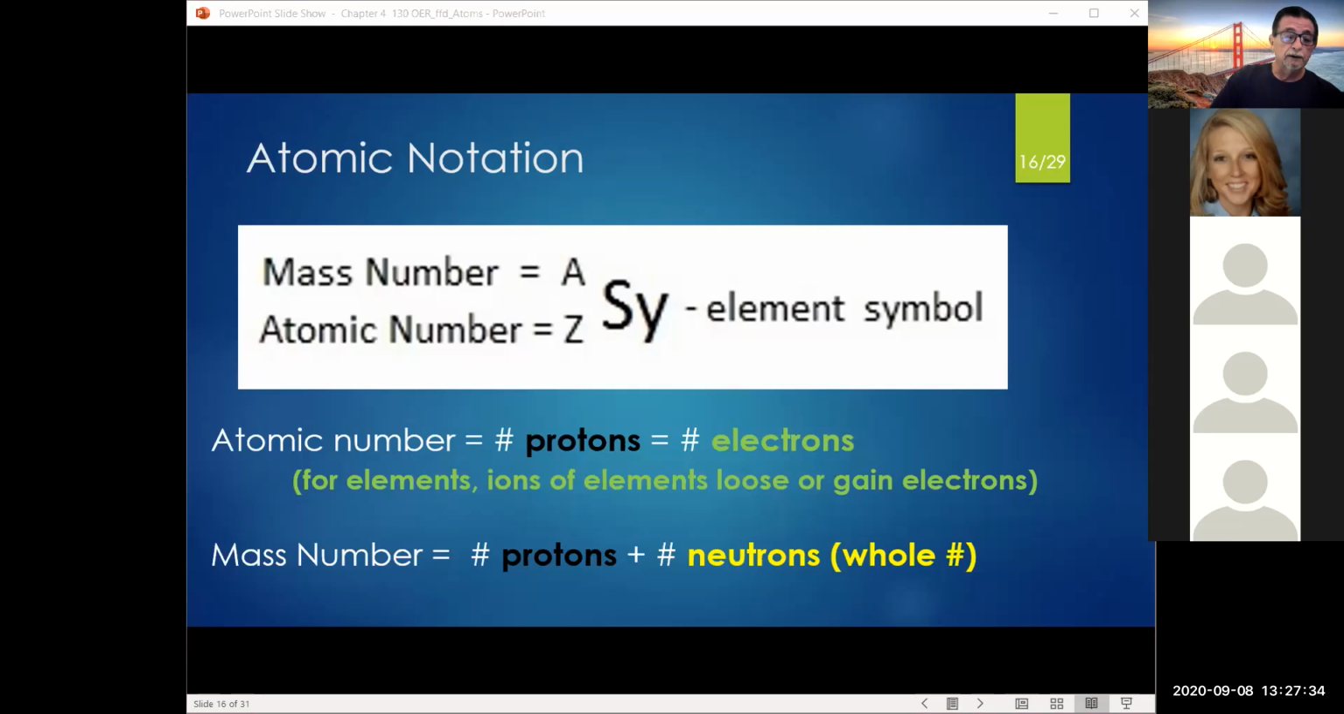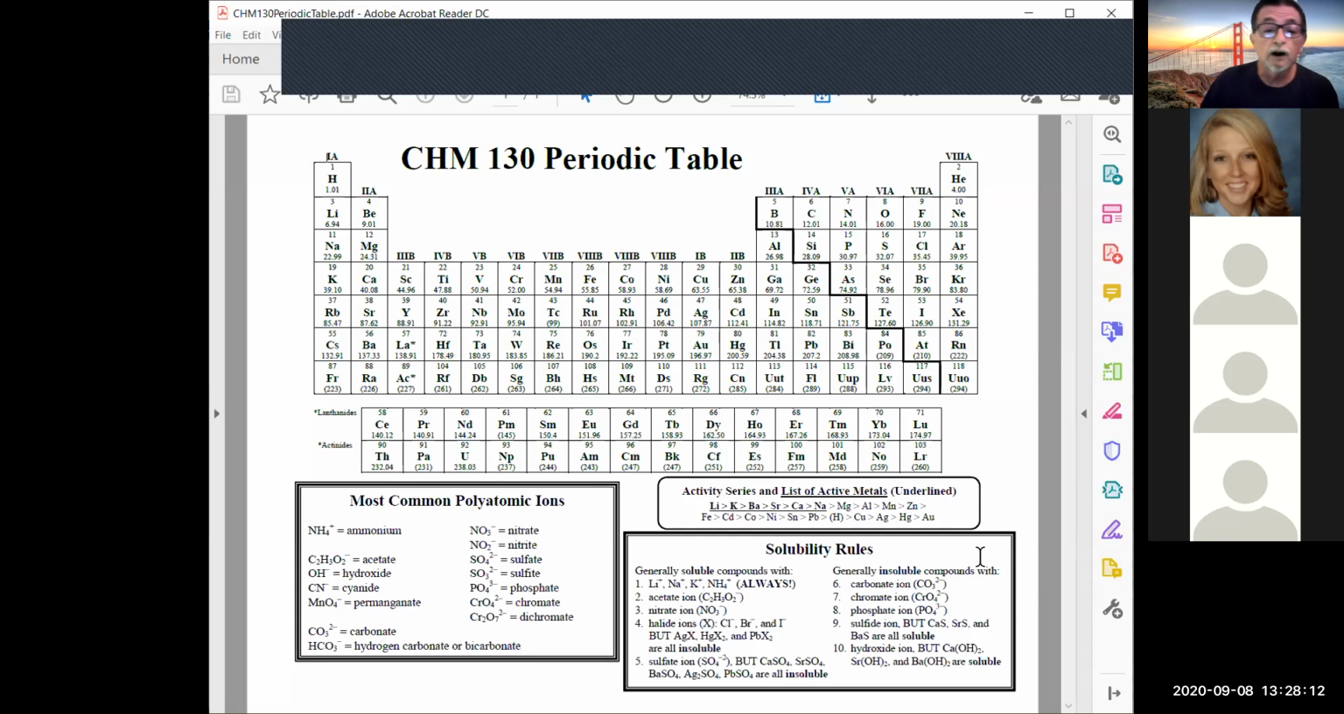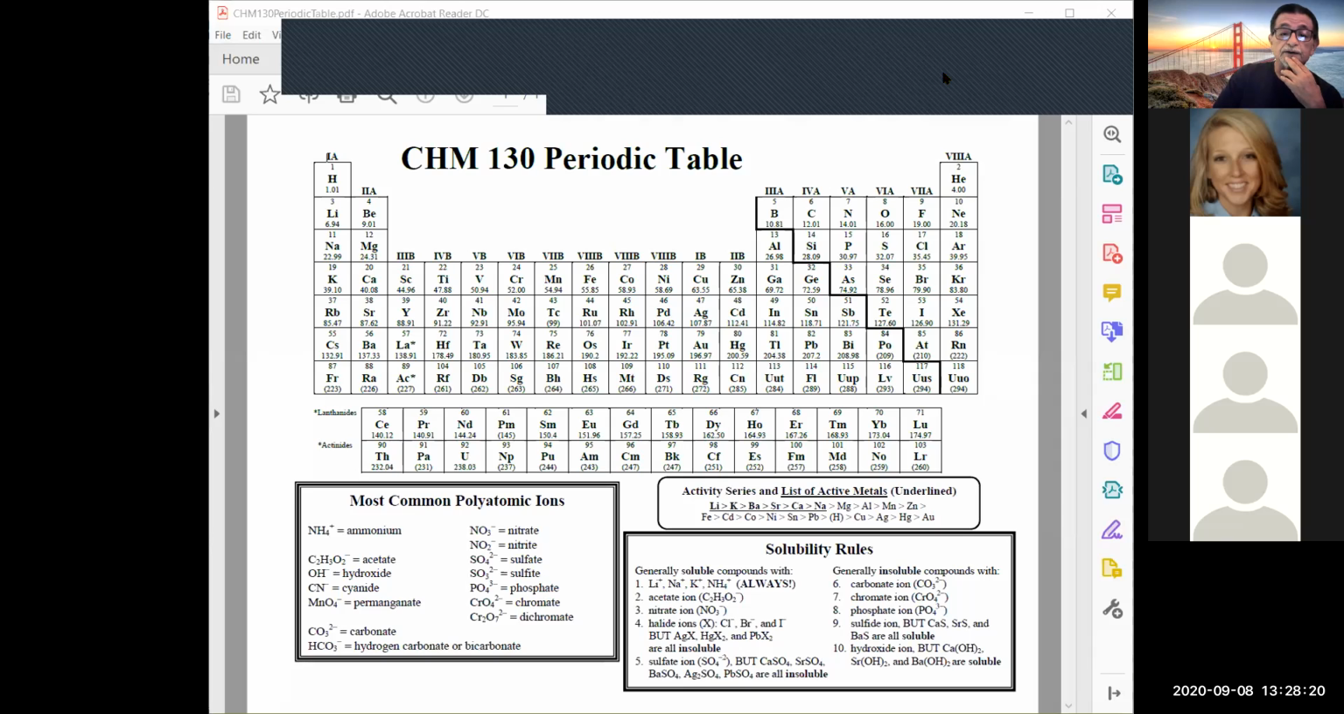Let me pull up my periodic table real quick. Oh, where'd it go? One second. Here it comes. Just by looking at the periodic table, we can gather a lot of information very quickly. So if we look at carbon, atomic number 6, okay? Just by finding this position and knowing its atomic number, here's carbon. Carbon has 6 protons, 6 electrons, okay?